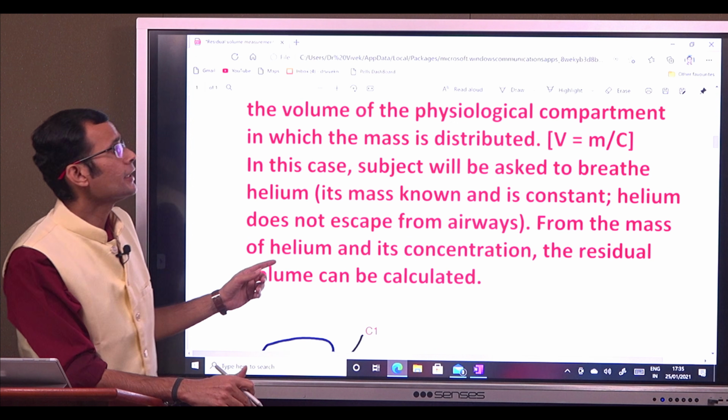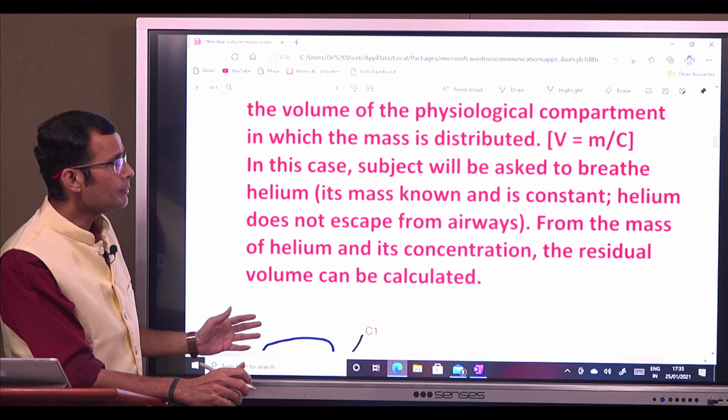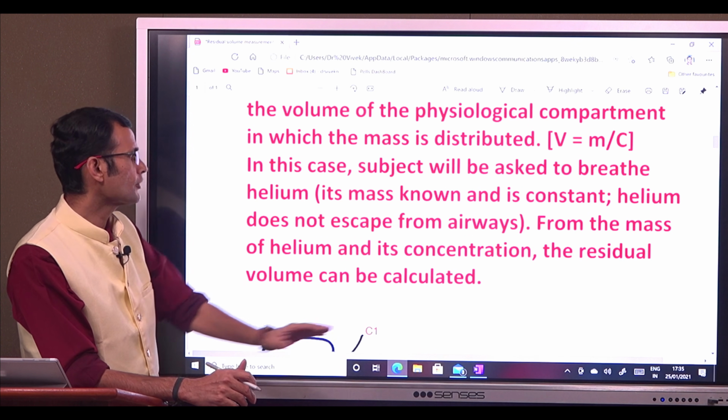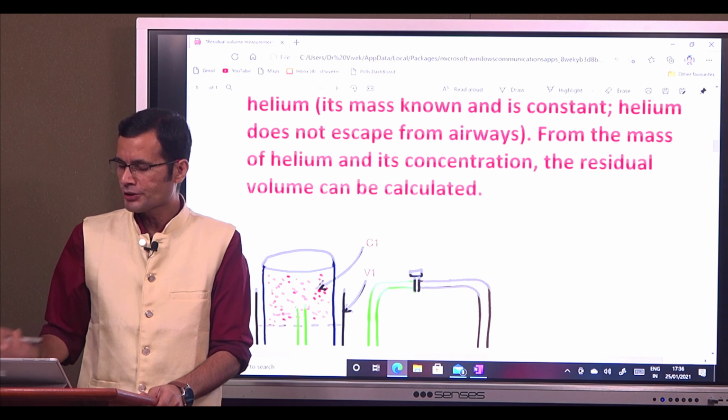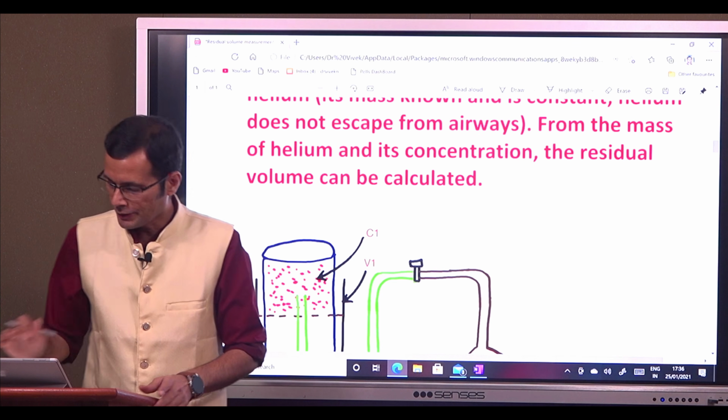In this case, a subject will be asked to breathe helium. Its mass is known and it remains constant. Helium does not escape from the airways. So from the mass of the helium and its concentration, the residual volume is going to be calculated.